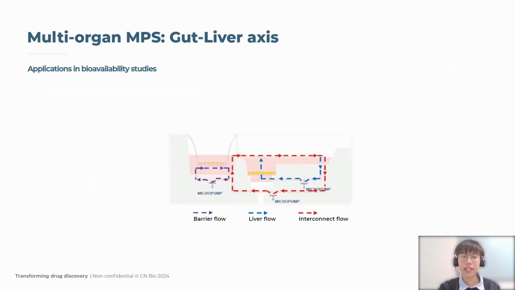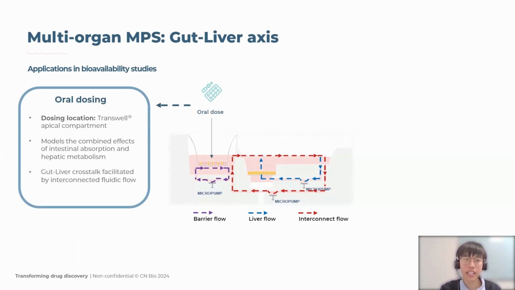So, as I've previously mentioned, the interconnected gut liver model has the flexibility to simulate both oral and intravenous dosing of different drug compounds. So, for oral dosing, the drug is added directly onto the primary gut barrier at the apical compartment of the transwell. Depending on the transport mechanisms of the specific drug, the drug can be transported across the gut barrier into the circulating media underneath and eventually come into contact with the liver culture.